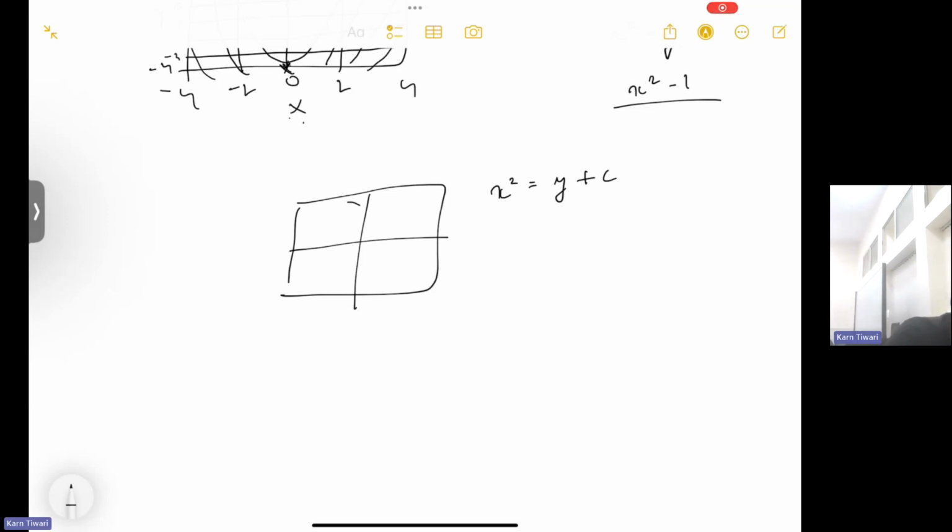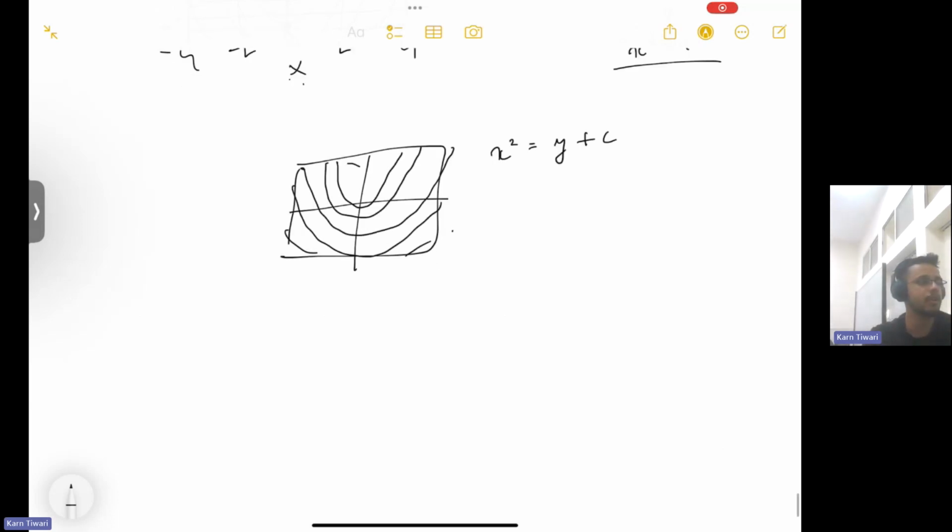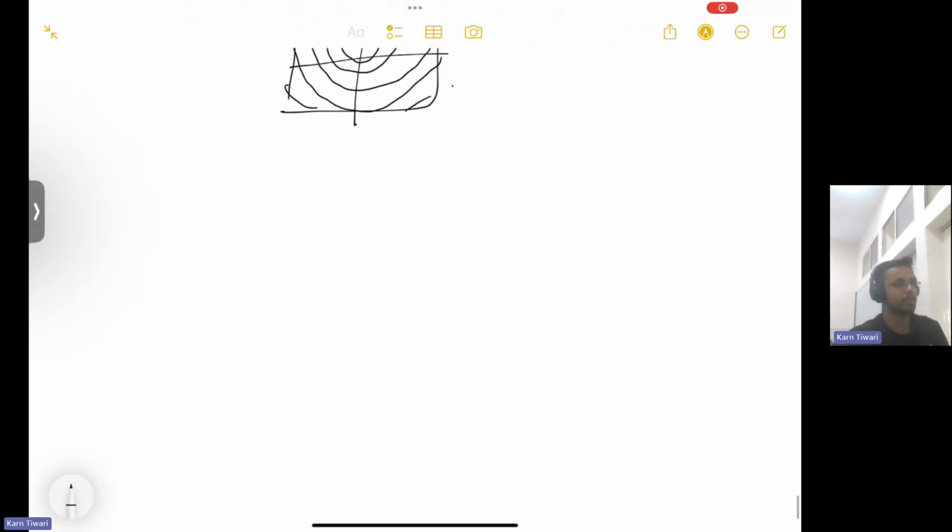If c is 0, this whole value will be 0, it will be something like this. If c is 1, it will be just a little shifted version. If c is 2, something like this. So this is what the contour plot is. So option in this case will be B.